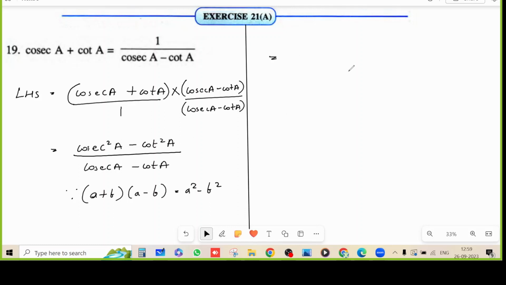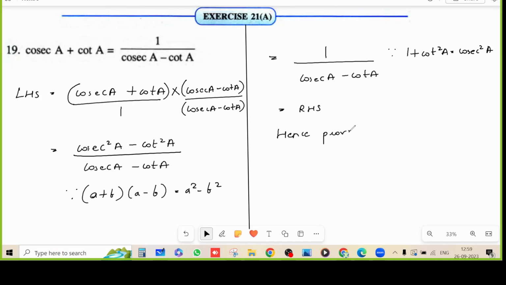Now the numerator will become equal to 1 because of a trigonometric identity, which is 1 plus cot square A is equal to cosec square A. So we can rearrange it according to this. Cosec square A minus cot square A is equal to 1. So we have put the value here. Now this you can see is equal to the right hand side, and hence we have proved that the left hand side is equal to the right hand side.